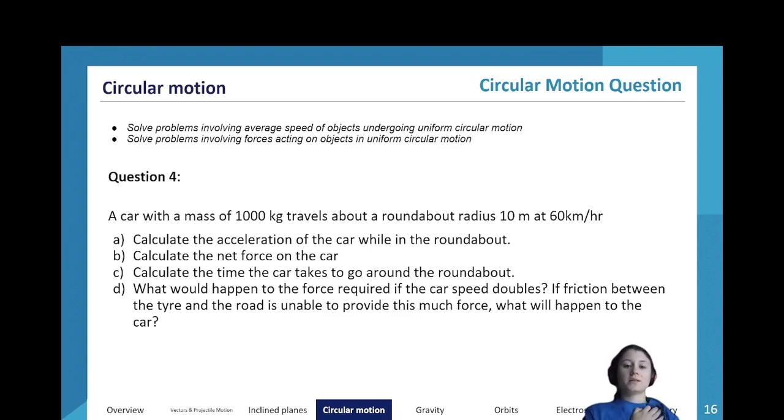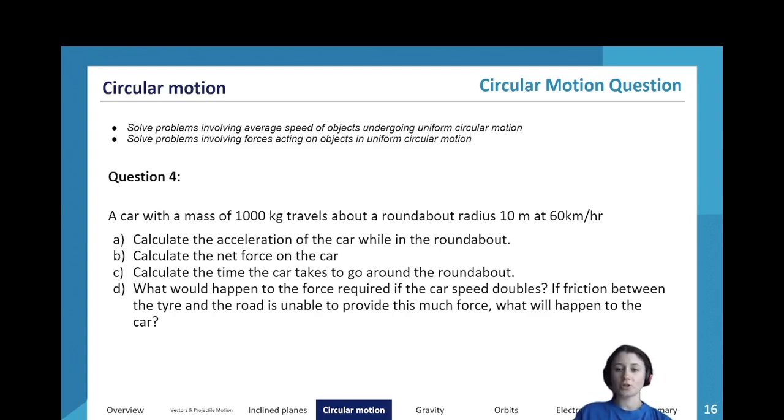Alright, let's get into an example. So here we have a car with a mass of 1,000 kilograms traveling around a roundabout with a radius of 10 meters at 60 kilometers per hour. Calculate the acceleration of the car along the roundabout, calculate the net force on the car, calculate the time the car takes to go around the roundabout, and then what would happen to the force required if the car speed doubles.